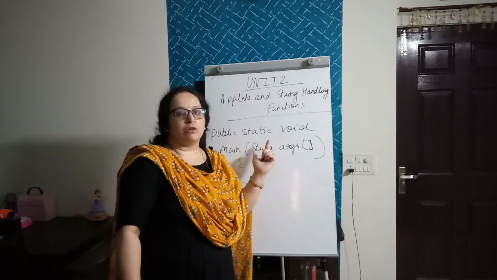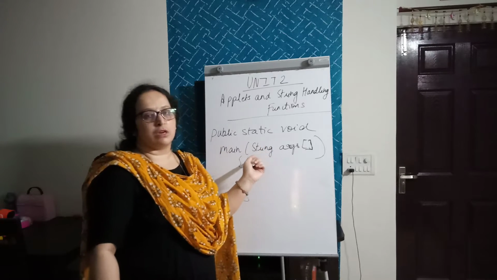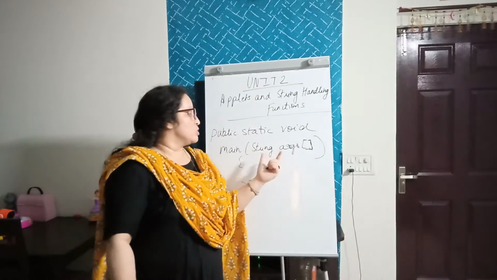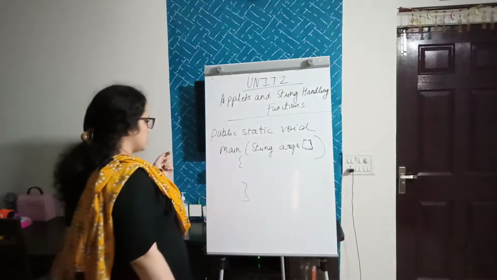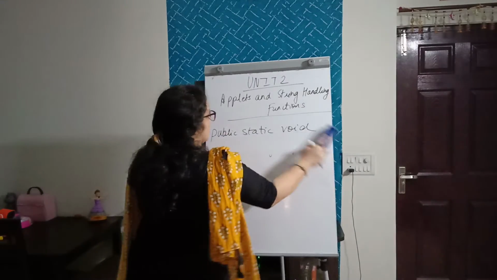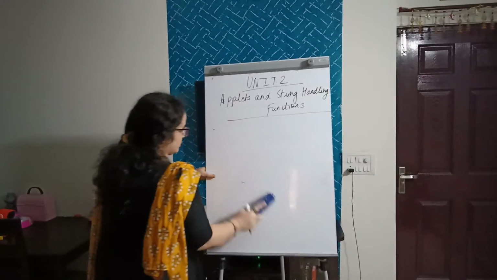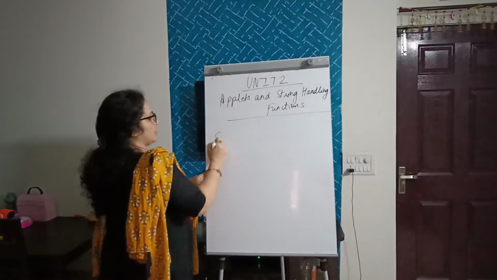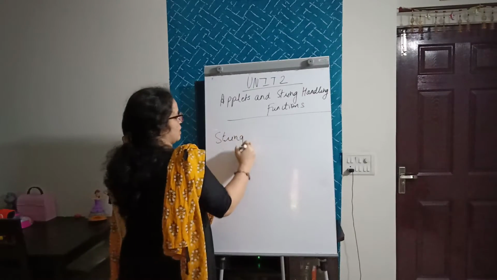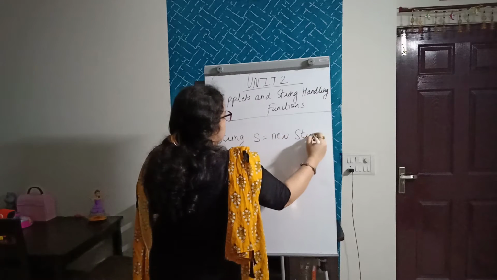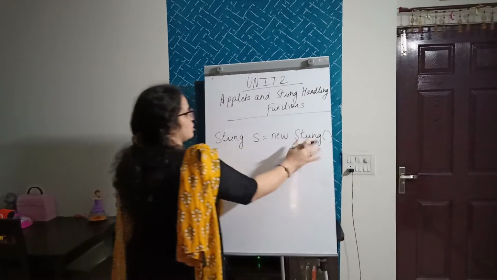So for that particular class, obviously a string is a class, so you need to create an object of it. Okay, so for creating it, what is the syntax? The syntax is string s is equal to new string. This is how we create an object.